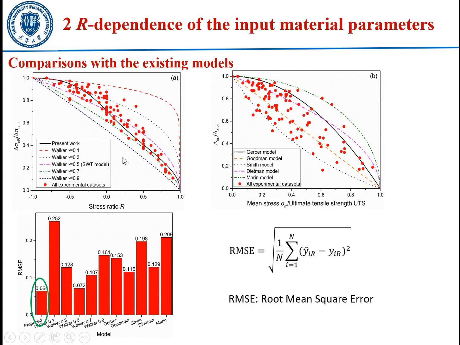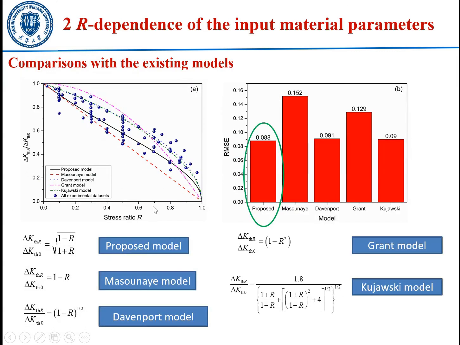Besides, we carried out error analysis and found the RMSE of our proposed model is the least among all the models. This means it has the highest accuracy. Similarly, we compared the fatigue crack growth threshold models, and our proposed model also has the least error among all the models.